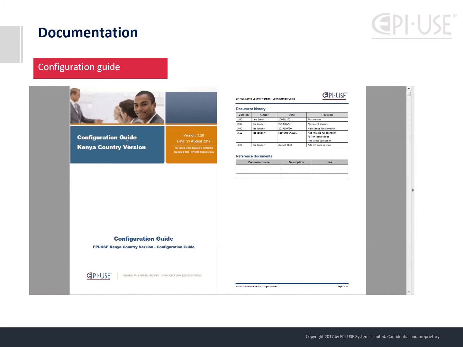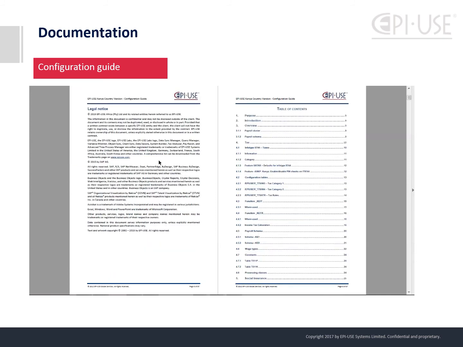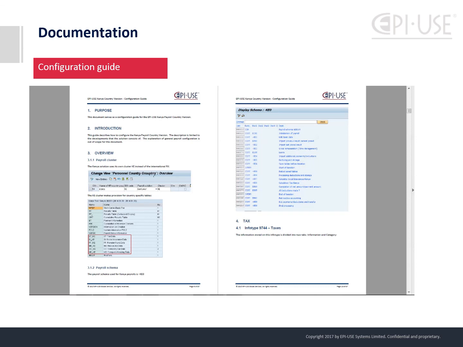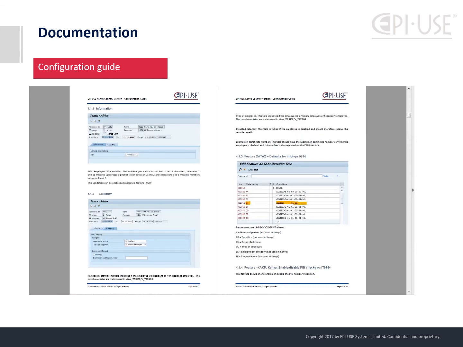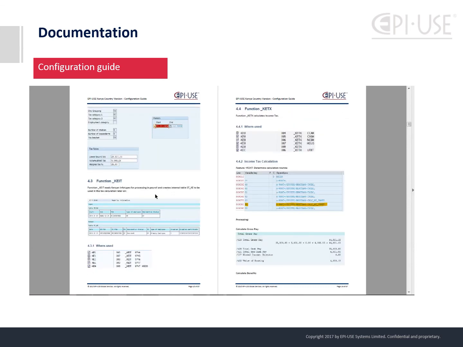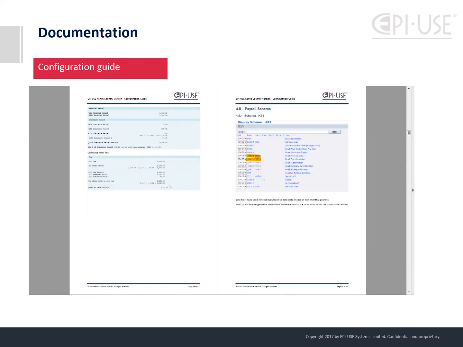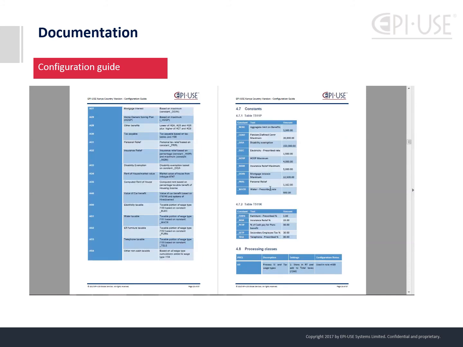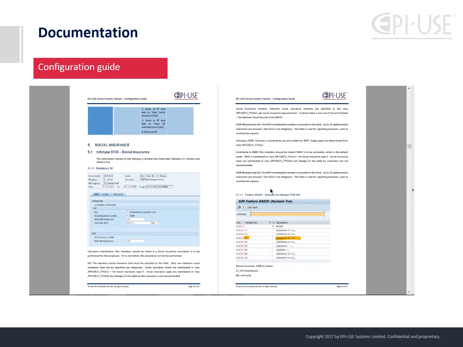We provide a configuration guide, and in this document you can find lots of information, all the tables, all the config that's needed. It shows you exactly what you need to do, the tables, the functions, explains how everything is done, the wage types that are used, the constants. So all of this can be found in this configuration guide, and that comes with the solution.